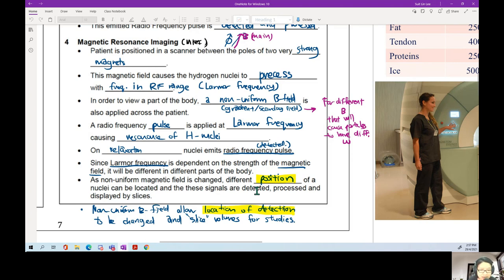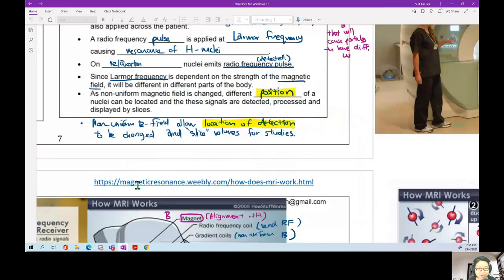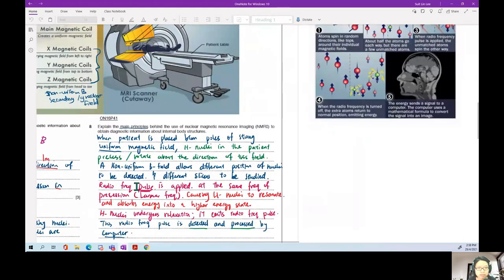And these signals are detected, processed, and displayed by slices. So if you study biology, you know when we put our sample, we want to be able to slice them to see at different angles. Okay, you can watch the video that we recorded. We show you our examples of slices. And the non-uniform magnetic field allows the location of detection to be changed, and we can slice the organ differently. Okay, let's see if there's any pictures here. This is one slice of the brain. We cut right in the middle.